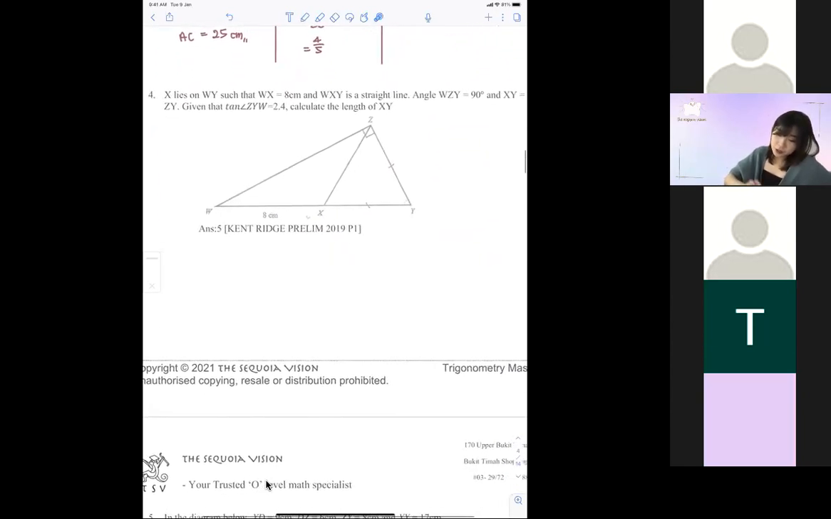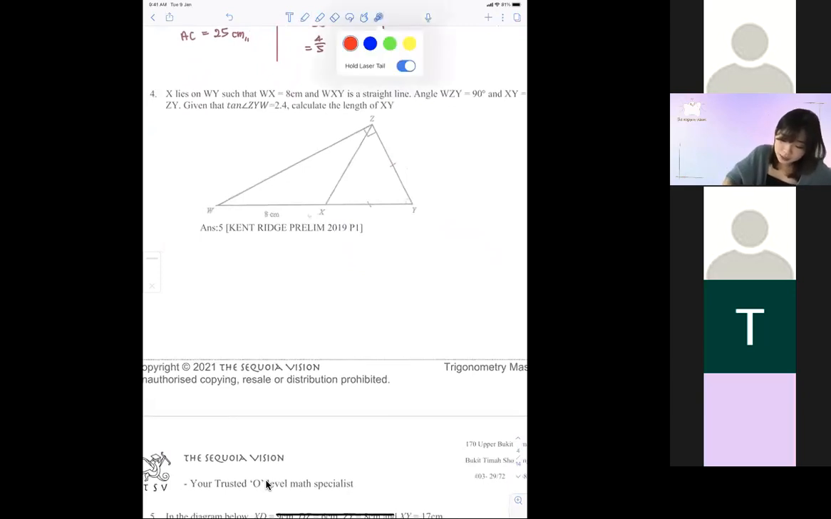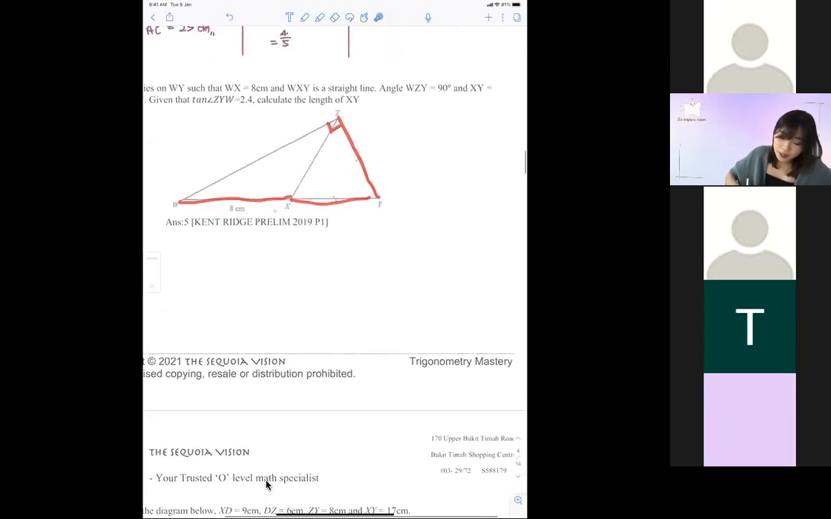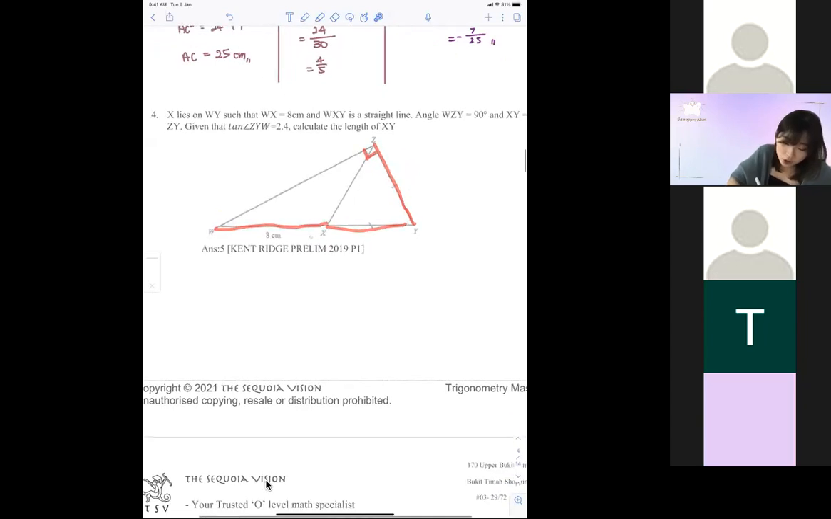Okay, next one. So this one, they say that this is 90 degrees, this and this are the same length, this is 8 cm. Okay, and then they give me tangent ZYW is 2.4. So if you key 2.4 in your calculator and press enter, you will get a fraction, okay? Tangent angle ZYW is 2.4. 2.4 is the same as 12 over 5.